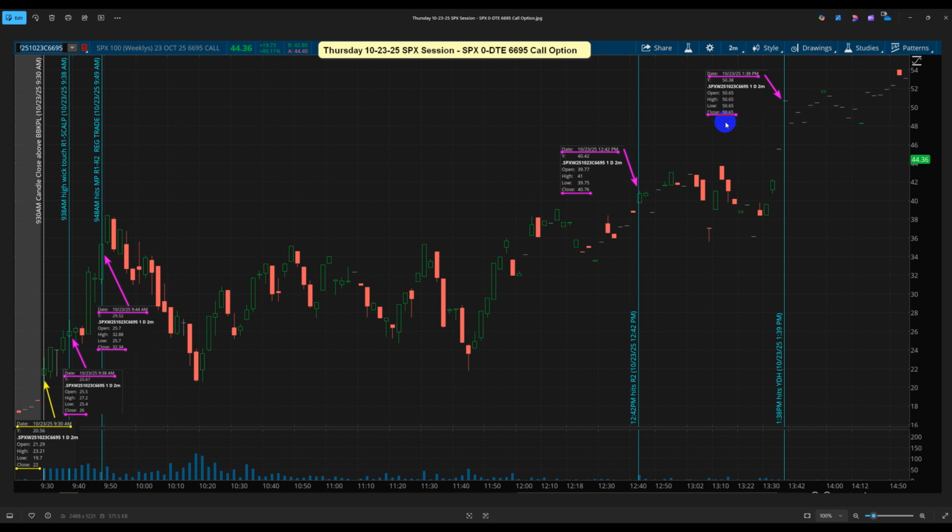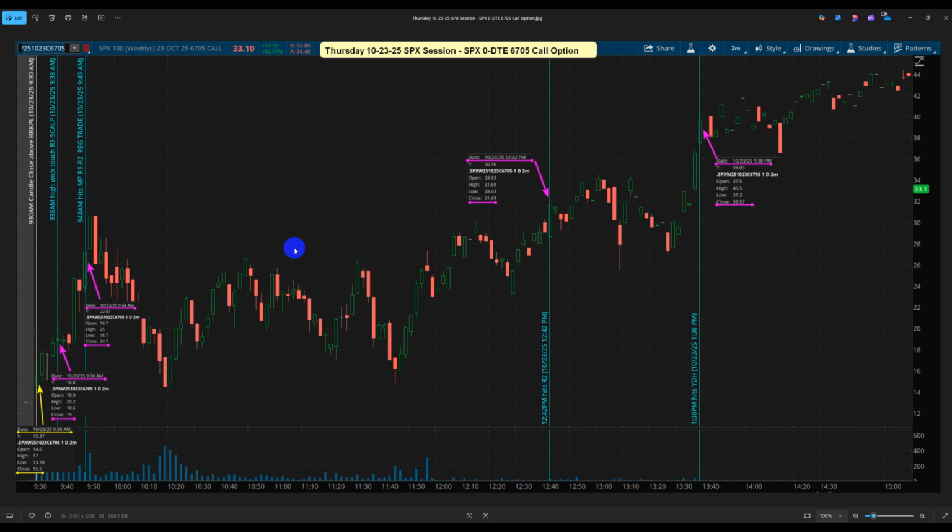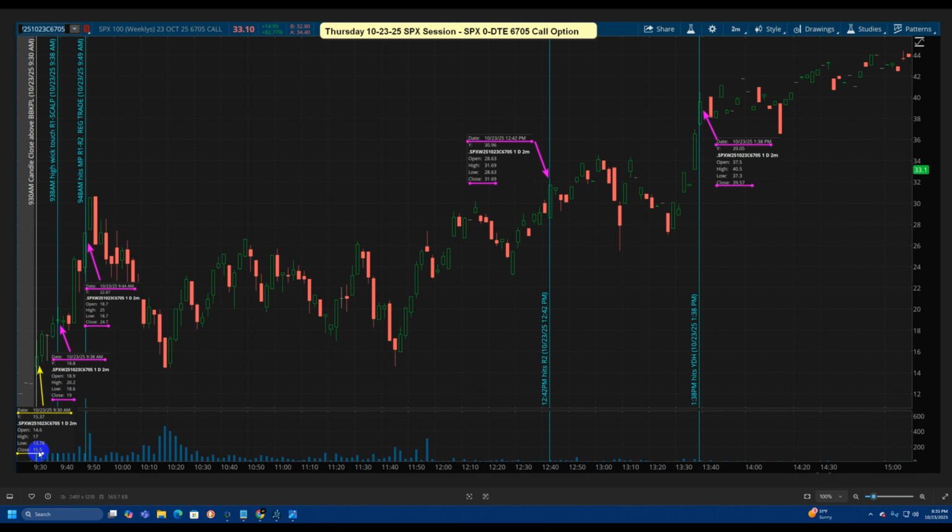Now we'll look at the 67.05. Here's the 67.05, 9:30 a.m. entry candle, close right here. Here's the 9:38 candle. Remember, this is the scalp high touch, the wick, $20.20, close after backing off $19. Here's the minimum 1.5 level move, 9:44, close $24.70.